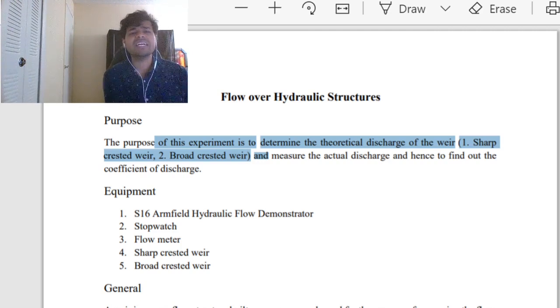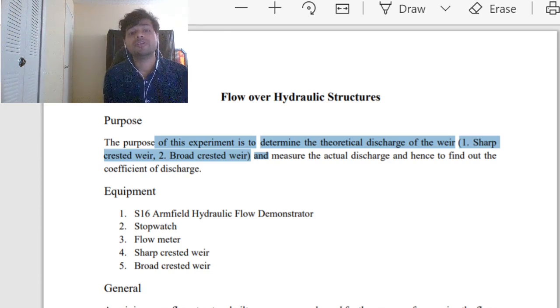But in real life it is almost impossible. If you have a very large canal, you cannot store the volume of water and measure the discharge. That's why we need the help of a hydraulic structure, so that we can indirectly measure how much flow rate is in a canal or in any open channel. So that is an indirect measurement.